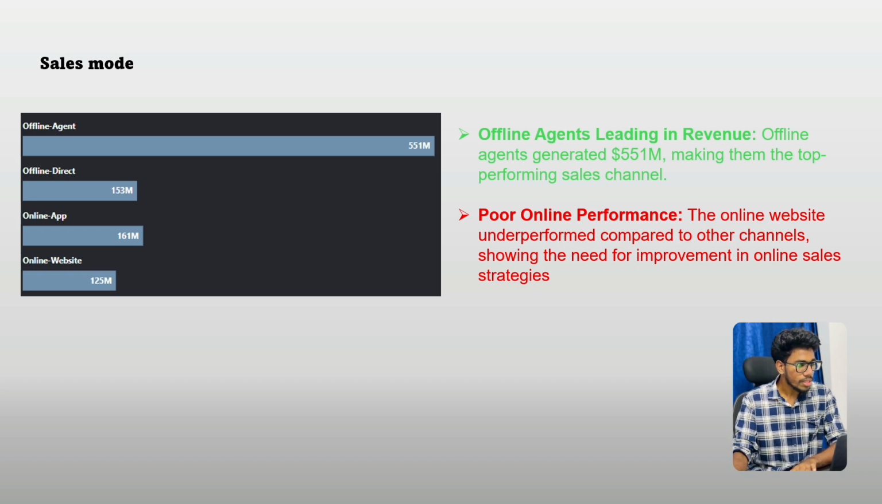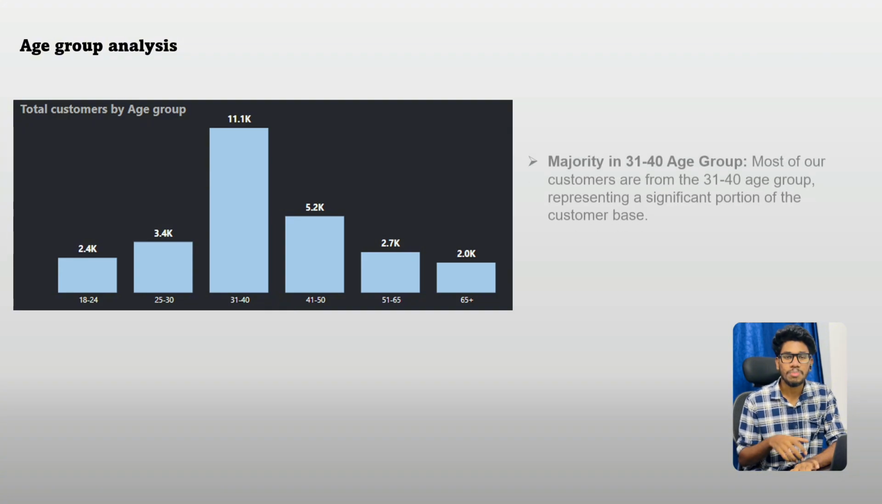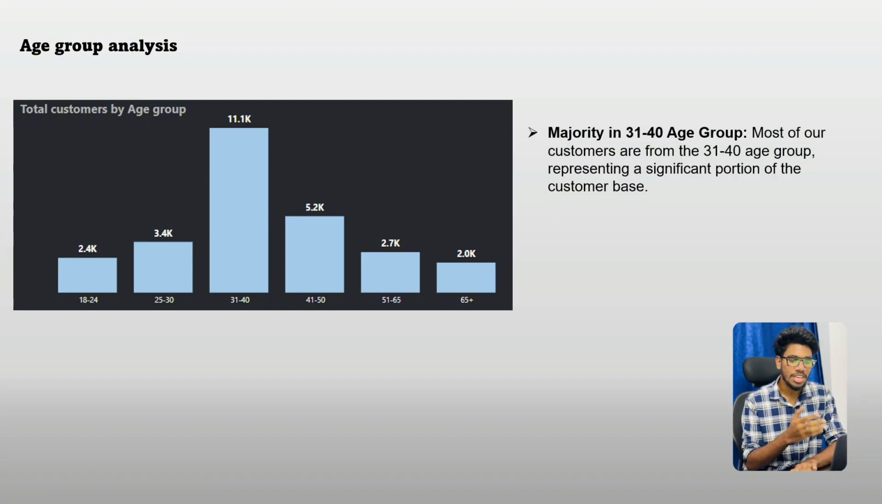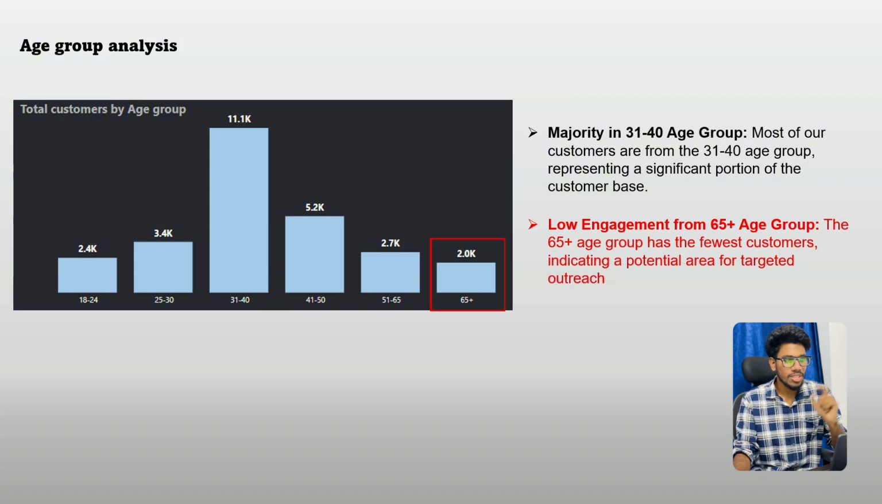And coming to the age group analysis, we have different age groups here: 18 to 24, 25 to 30, 31 to 40, 41 to 50, 51 to 65, and 65 plus. These are the six different age groups the company splits, and we can observe the majority of the customers are in the 31 to 40 age group. Around 11.1k customers are in this age group, and low engagement is observed in the 65 plus age group. We need to focus on the 65 plus age group people to attract more of them towards the policies and offers.